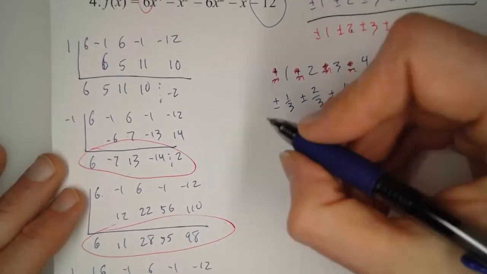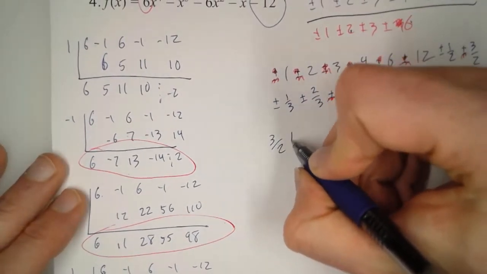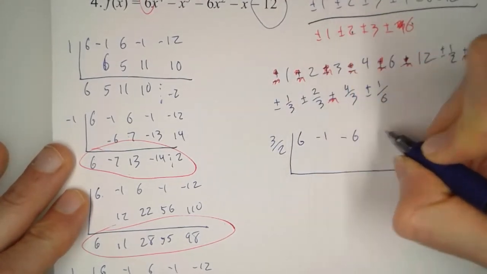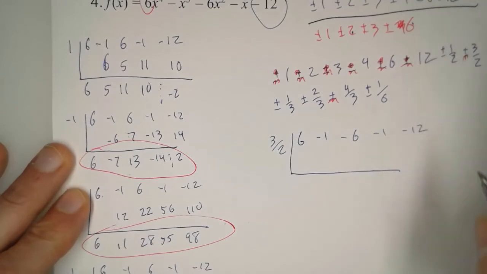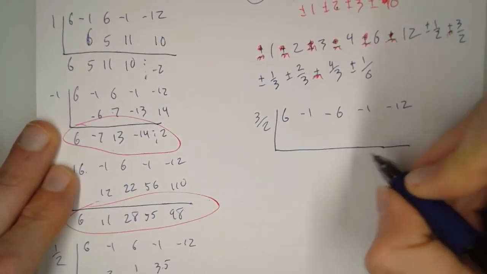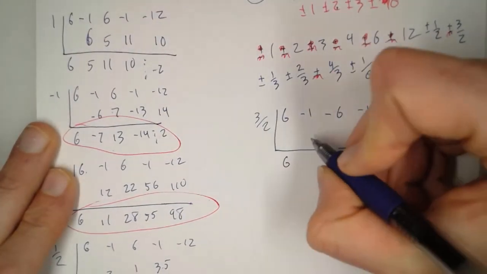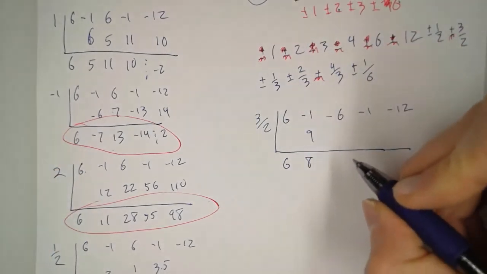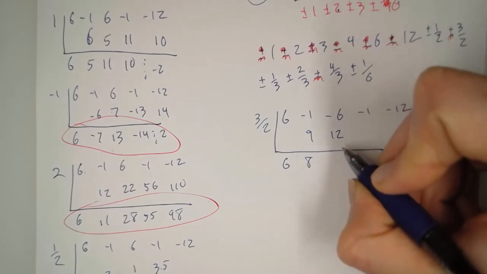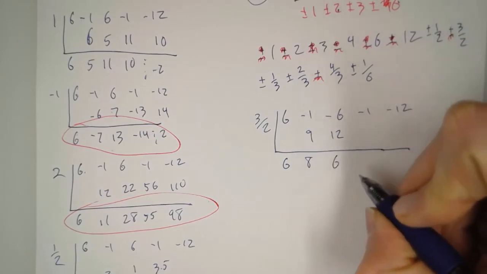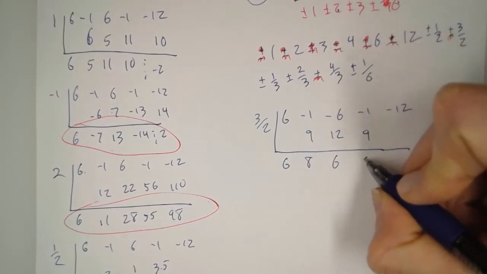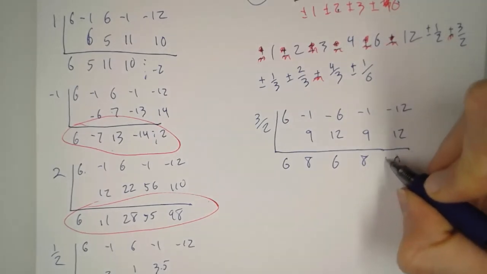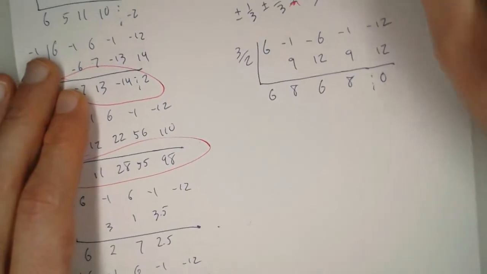So let's move on to 3/2. So we have 6, -1, 6, -1, and -12. Bring down the 6. Times 3/2 is 9. 9 and -1 make 8. Times 3/2 is 12. 6 and 12 is 18. That's 9 again. So we get 8. 8 times 3/2 is 12. There we go. 3/2 works.